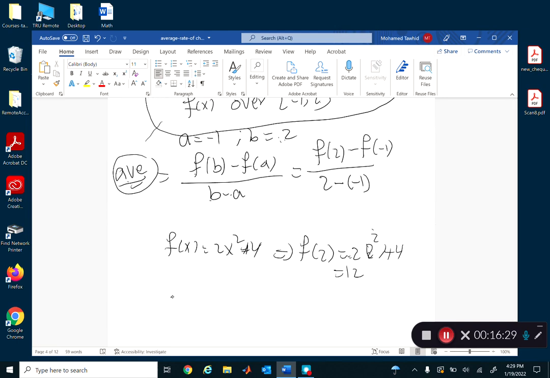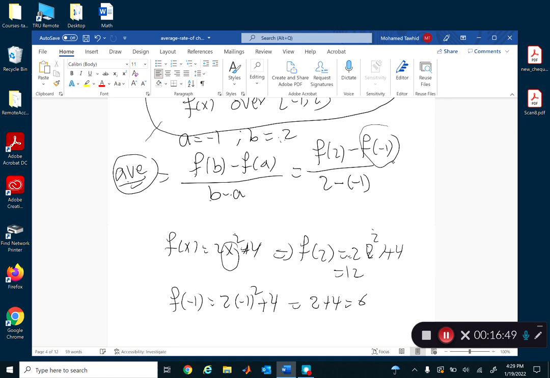Yes. Now what is f of -1? I need to get f of -1. Again, you just replace x by -1. So you get 2 times (-1) squared plus 4. If I simplify this, you get 2 plus 4, which is just 6.